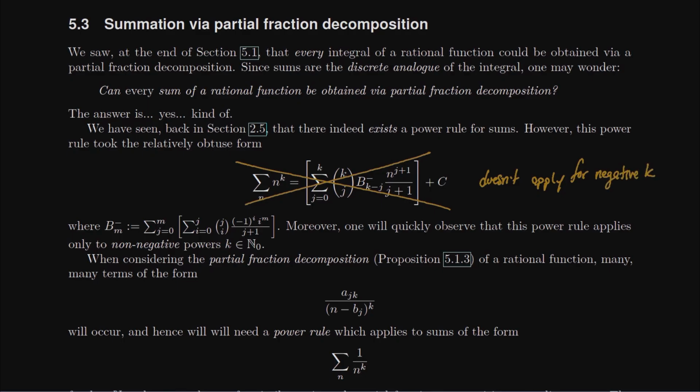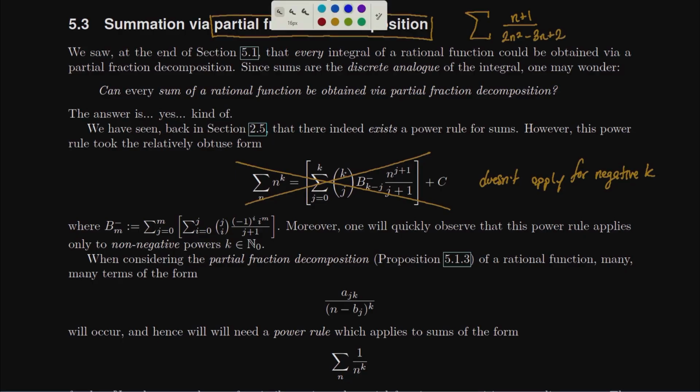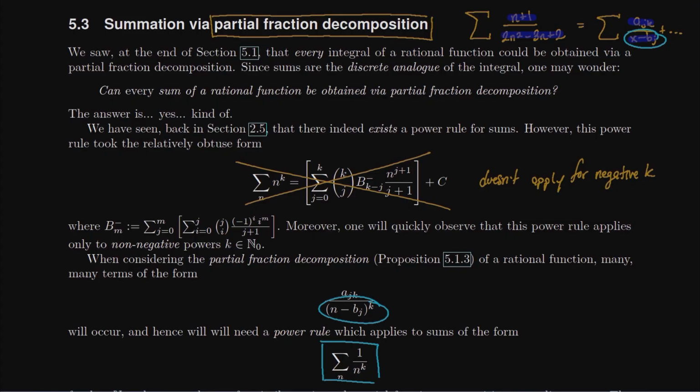And that's not going to be good, because let's think about how partial fraction decomposition works. The whole point of it is to analyze rational functions, for example, something like n plus 1 over 2n squared minus 3n plus 2. Partial fraction decomposition would decompose the rational function into the sum of a_jk over x minus b_j, and so on, over the roots of the denominator. And so you'll have these non-trivial denominators show up like I have here, and those are going to have to be summed, right? So at the end of the day, we're going to require some sort of a summation formula for 1 divided by n to a specific power. So our current power rule can't handle that.